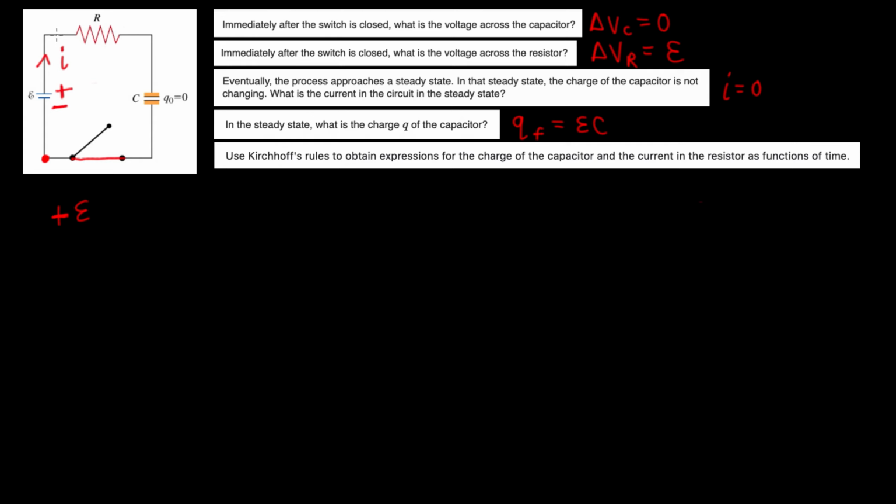And then after the battery, I encounter the resistor. Now, since I'm going in the same direction as the current, there's going to be a potential drop across this resistor. And so that's why I put a negative sign, because there's a potential drop across this resistor. And so if you go along the same direction as the current, which in this case is clockwise, anytime you come across an element like a resistor or a capacitor, there's going to be a negative potential drop across that element.